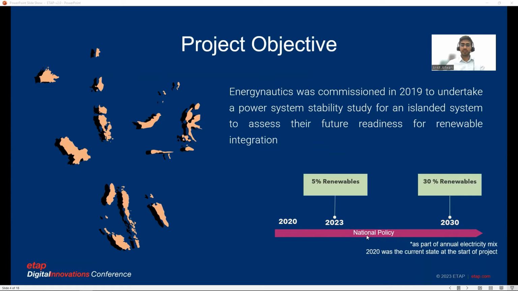As for the national policy, the target was to have 5% renewables as a part of the annual electricity mix in 2023 and 30% renewables by 2030. So these two cases, therefore, served as the intermediate and the final cases for the study.